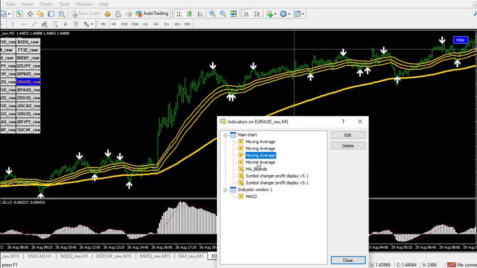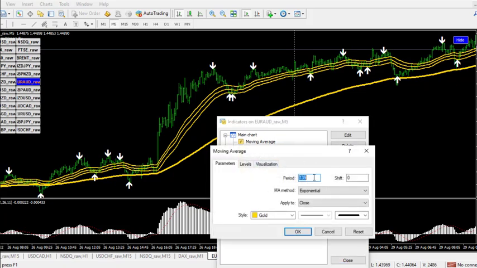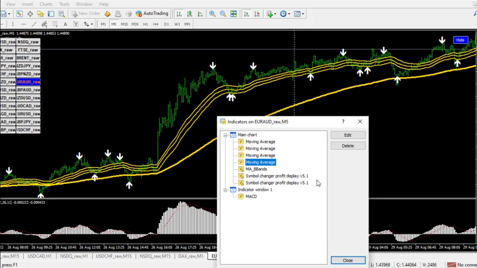Then the last moving average is period 139, shift 0, MA method is exponential, apply to close, and the color is still gold. You can change any color you want, and this is thicker than the previous one. So this is all about the MA on this particular chart, on my chart right now.